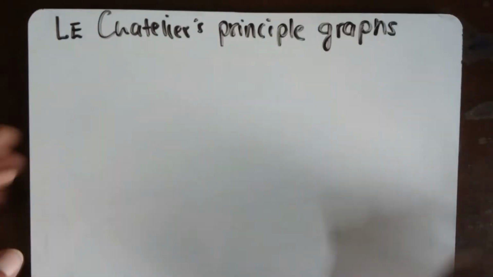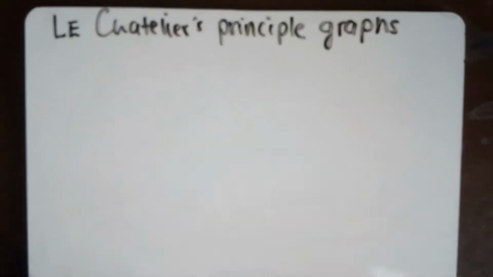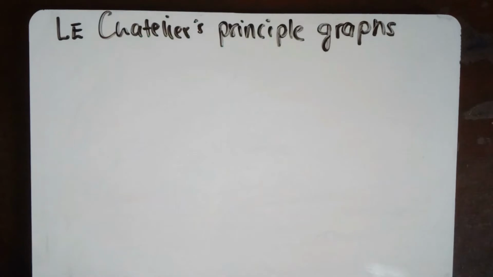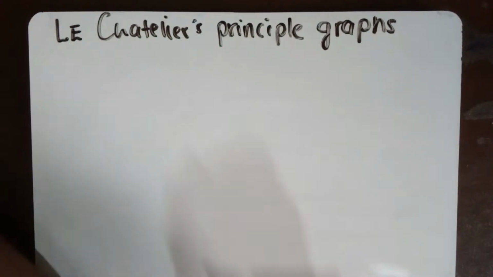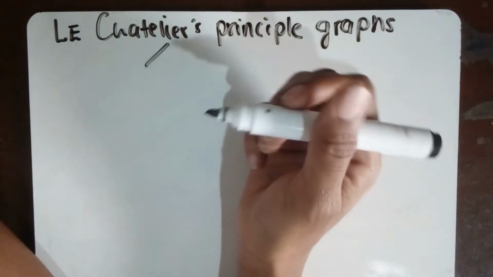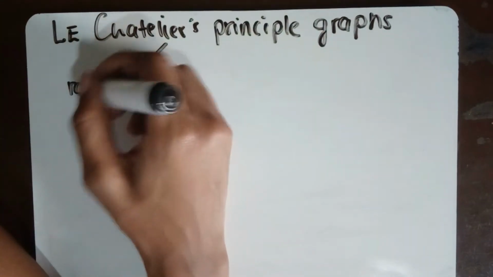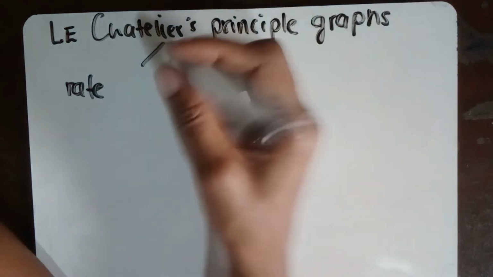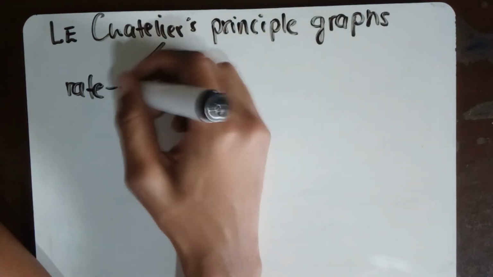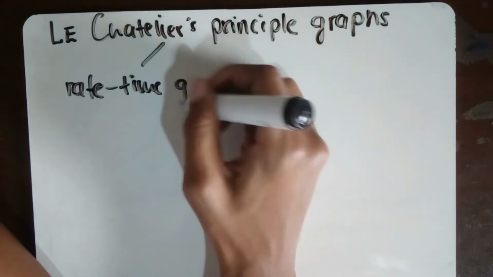One thing that I forgot to include in the last lesson on Le Chatelier's principle is graphs of Le Chatelier's principle. There are three types of graphs that you need to be able to identify, as well as interpret. There's the rate versus time graph, which we drew a little bit earlier in the previous lesson.